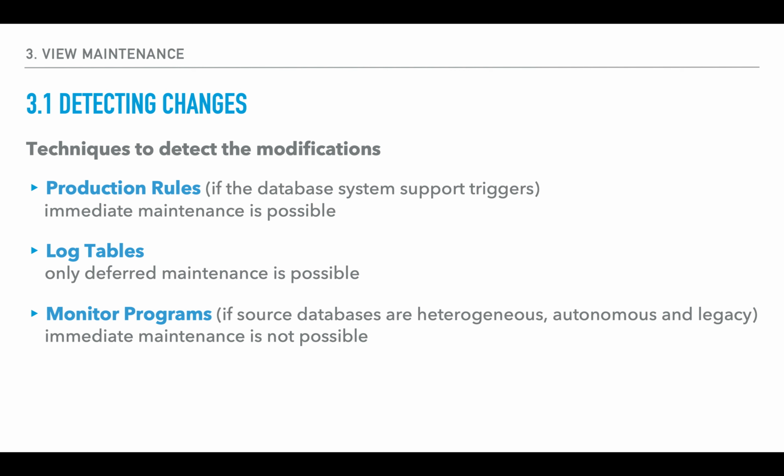Detection of changes in the base relations is the prerequisite for maintenance. Different techniques to detect modifications could be applied in different situations. First, if the database system supports triggers, the approach of Ceri and Widom can be used to detect modifications with production rules. With this method, immediate maintenance is possible. The second is log tables. Only deferred maintenance is possible with this method.